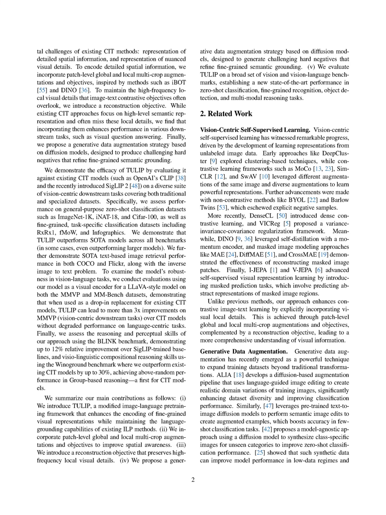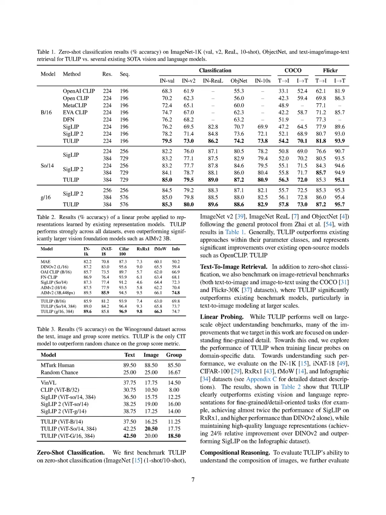TULIP addresses these limitations by incorporating patch-level global and local multi-crop augmentations, a reconstruction objective to preserve high-frequency local visual details, and a generative data augmentation strategy called GeCo, which generates challenging hard negatives for improved semantic grounding. As a result, TULIP enhances performance across various downstream tasks, including zero-shot classification and visual question answering, while maintaining the language grounding strengths of existing CIT methods. Ultimately, TULIP demonstrates superior performance in both vision-centric and language-centric tasks, significantly outperforming existing models.